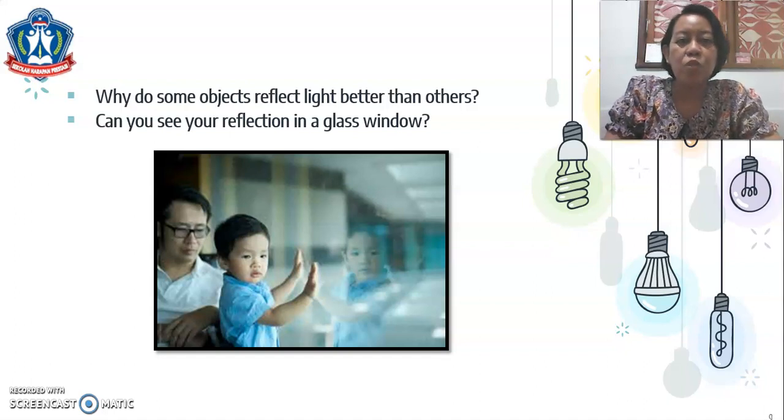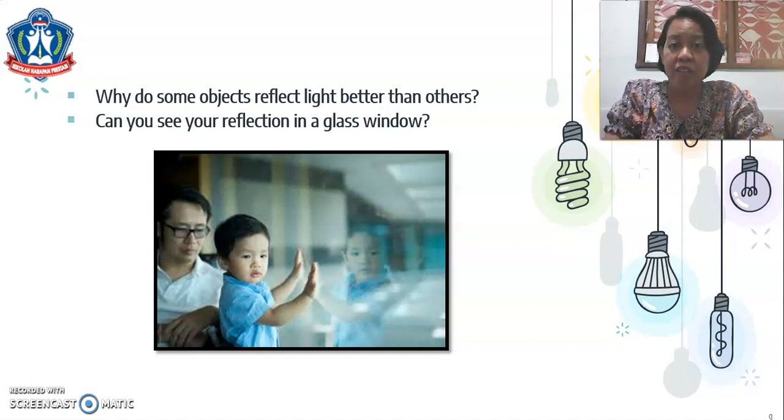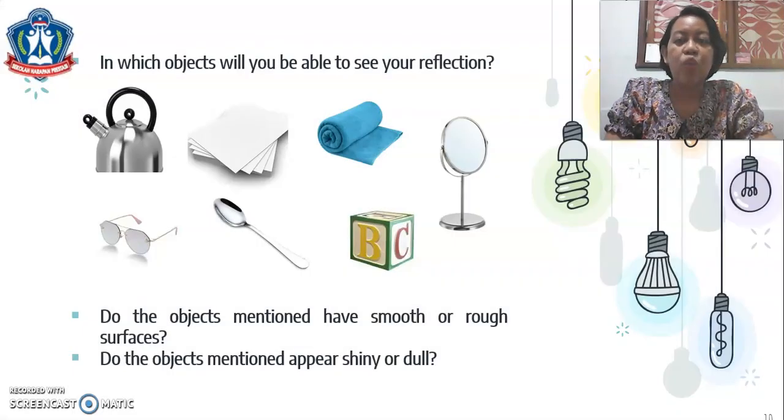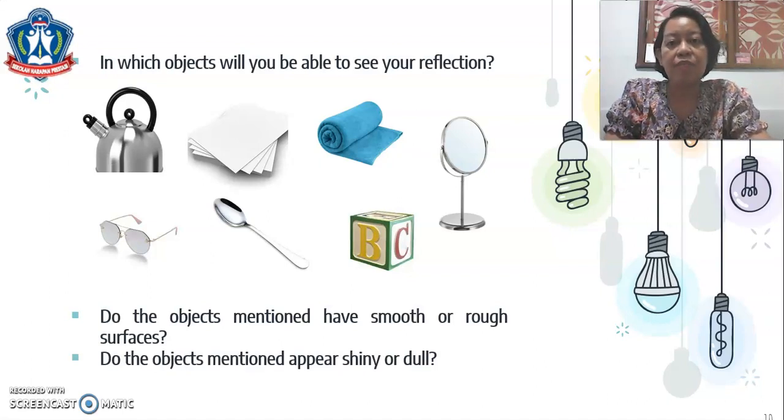Why do some objects reflect light better than others? Can you see a reflection in a glass window? Look at the picture. In which objects will you be able to see your reflection? Let's try to identify the objects here. We have here a kettle, paper towel, mirror, glasses or spectacles, metal spoon, and toy rock. Do the objects mentioned have smooth or rough surfaces? Do the objects mentioned appear shiny or dull?